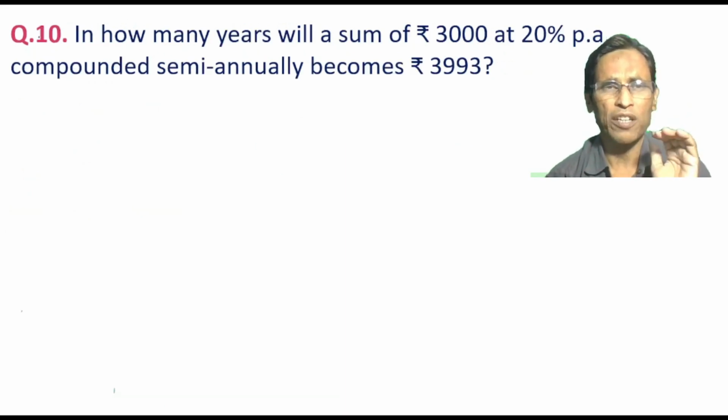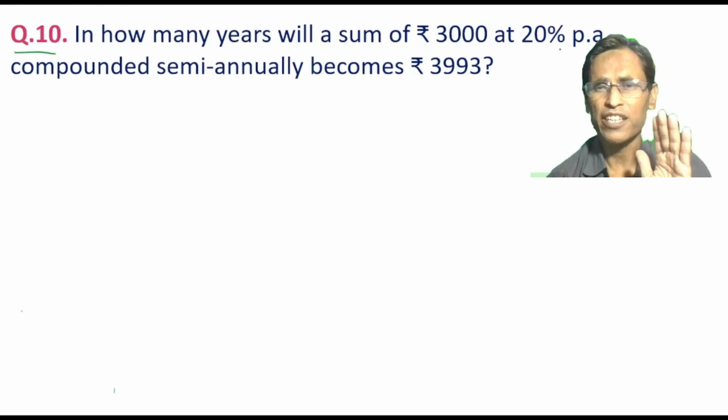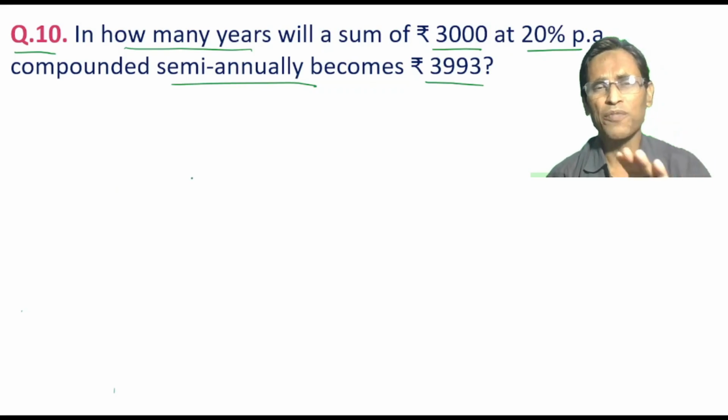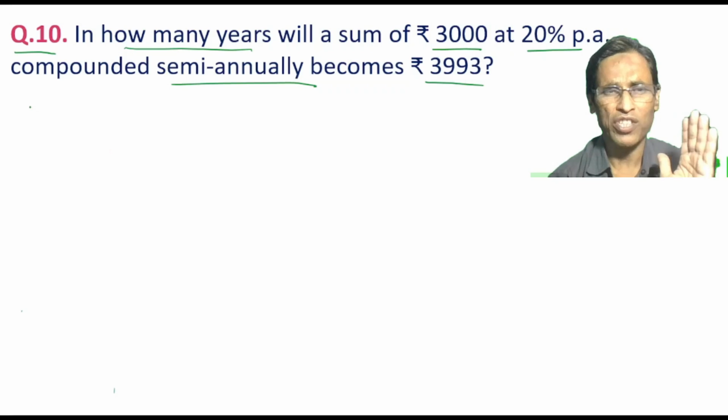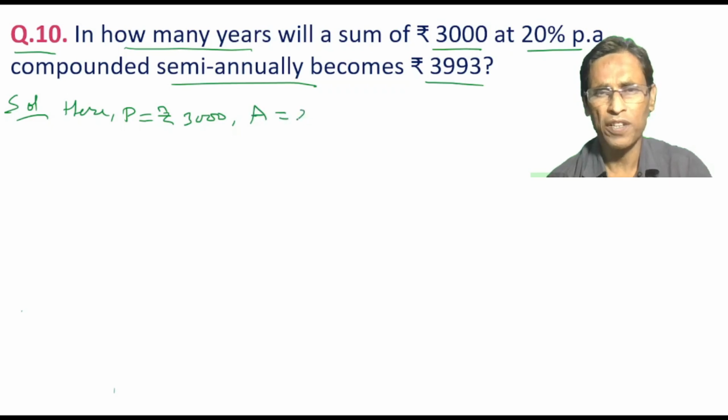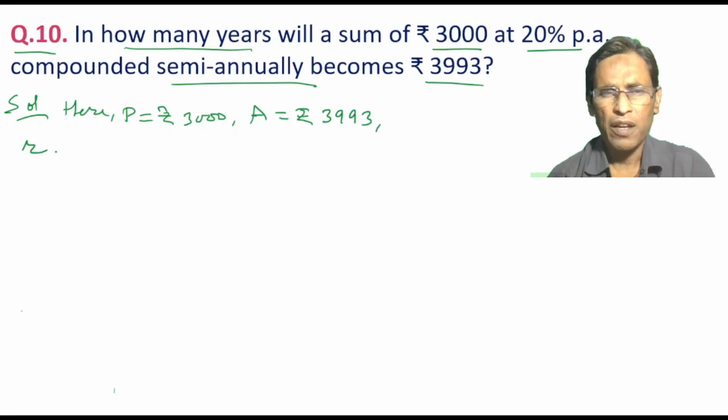After this we come to question number 10. In how many years will a sum of rupees 3,000 at 20% per annum compounded semi-annually become rupees 3,993? So now with the help of this information we proceed like the previous question. Here P is rupees 3000, amount is rupees 3993. Rate of interest is 20% per annum.